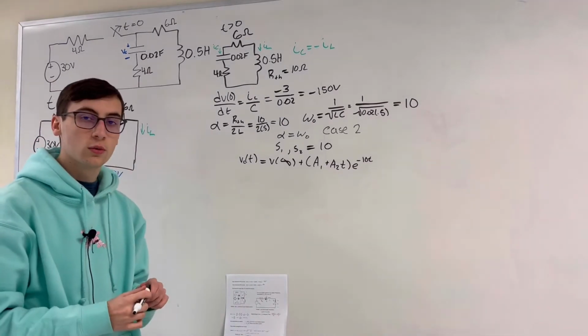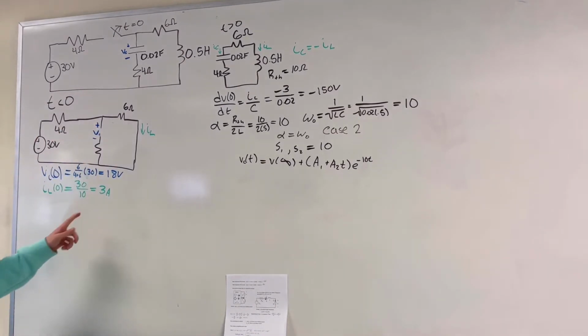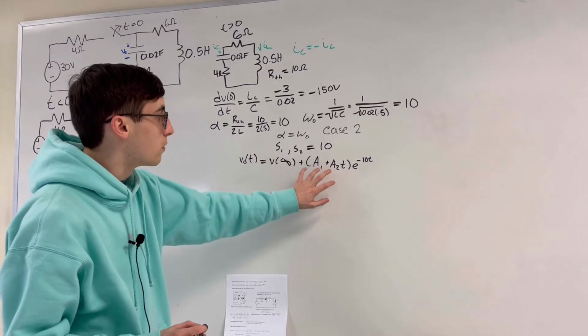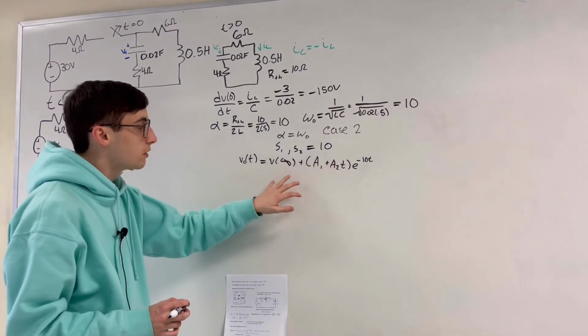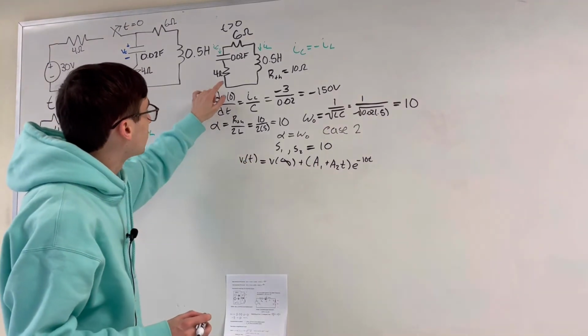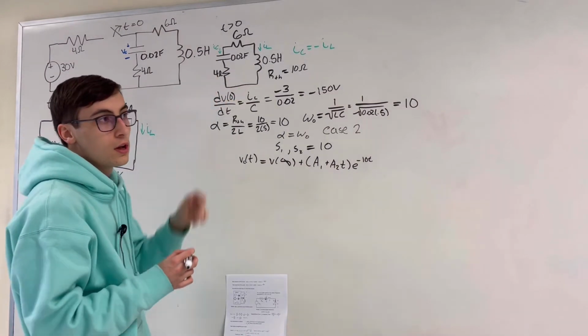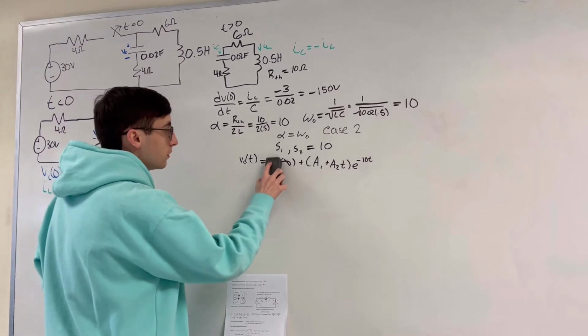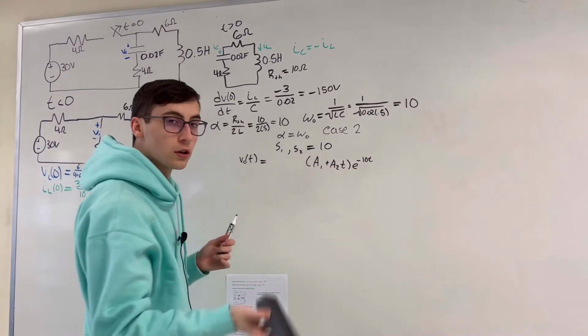Now what we want to do is use our initial conditions that we found before to solve for both A1 and A2. Another thing to mention is that since our circuit, when time is greater than 0, has no source in it, that means that V infinity is equal to 0, so we don't even have to have that in our equation anymore.